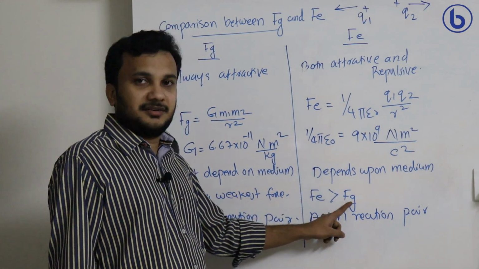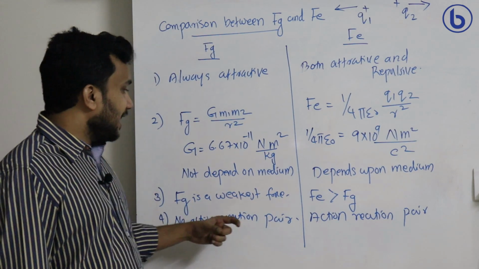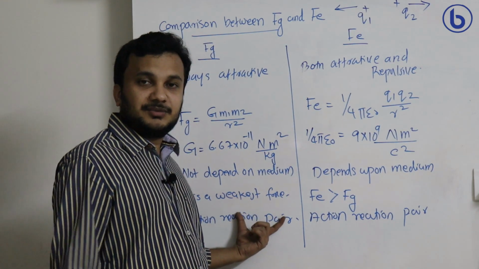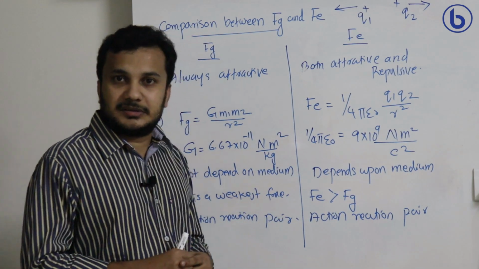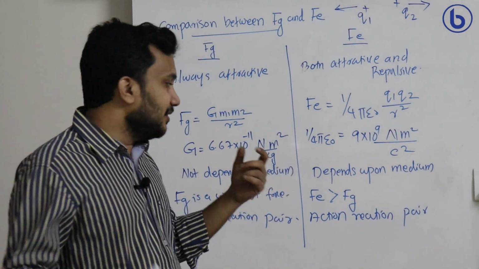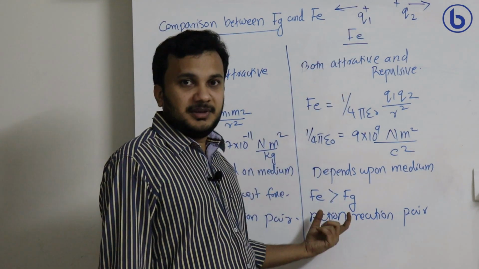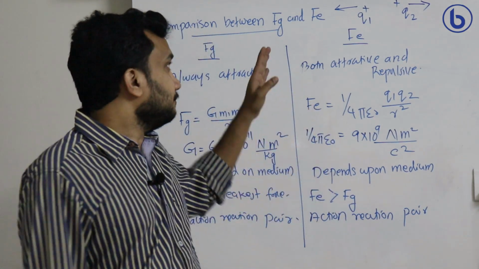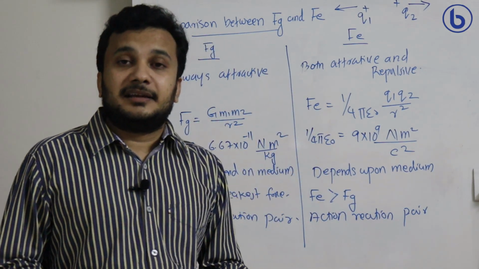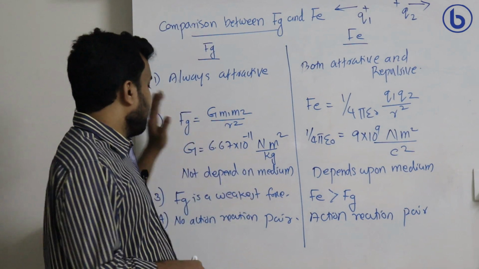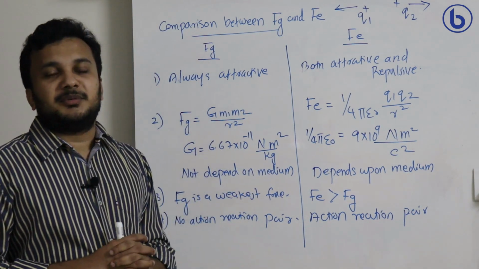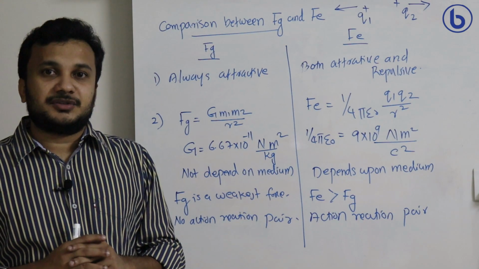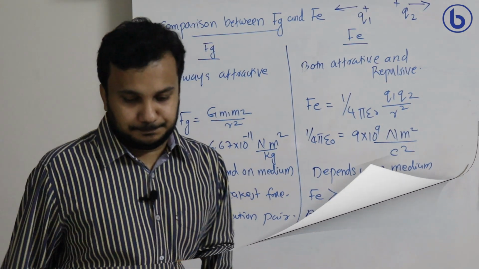So here Fe is greater than Fg, and there is no action-reaction pair mechanism when a body is just attracted towards earth. But if two bodies, two charges, are there, then action-reaction pairs exist in the case of electrical force. So there are 4 points here. Remember the 4 concepts and the 4 points.